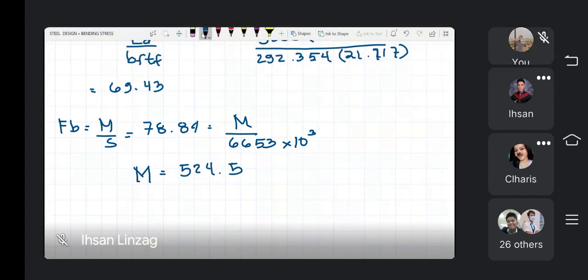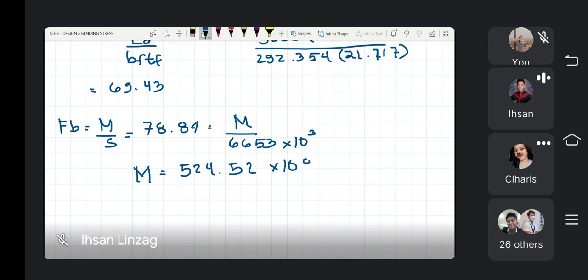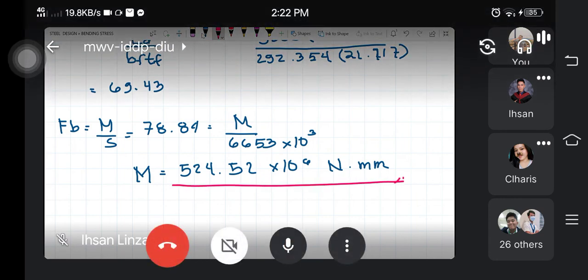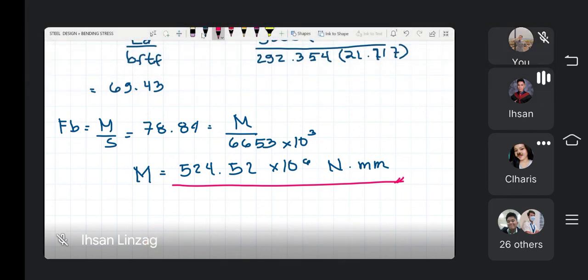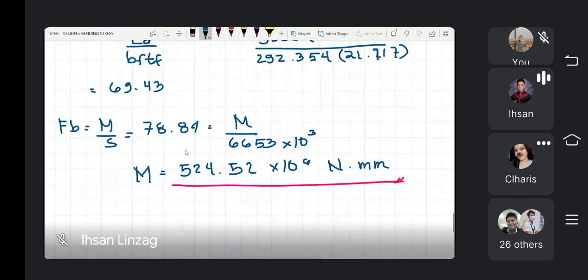524.52 times 10 raised to 6. This is Newton-mm. Right? Kapag wala na to, kapag kilonewton meter. So, do you have questions sa problem 2 natin?